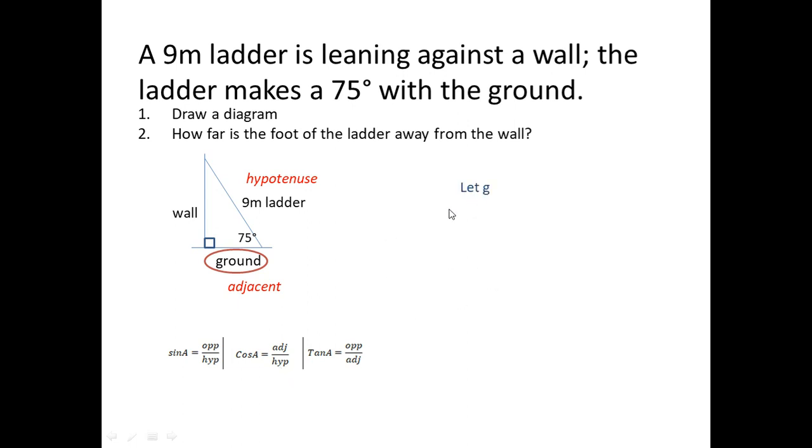Now I'm going to write a short let statement. This is the distance that I'm looking for. Let G be the adjacent. So I have cosine A is equal to adjacent over hypotenuse. I'm going to substitute the values in. Cosine 75 is equal to G over 9. Cross multiply: 9 cosine 75 is equal to G. Throw it into the calculator and we get G is equal to 2.3 meters.